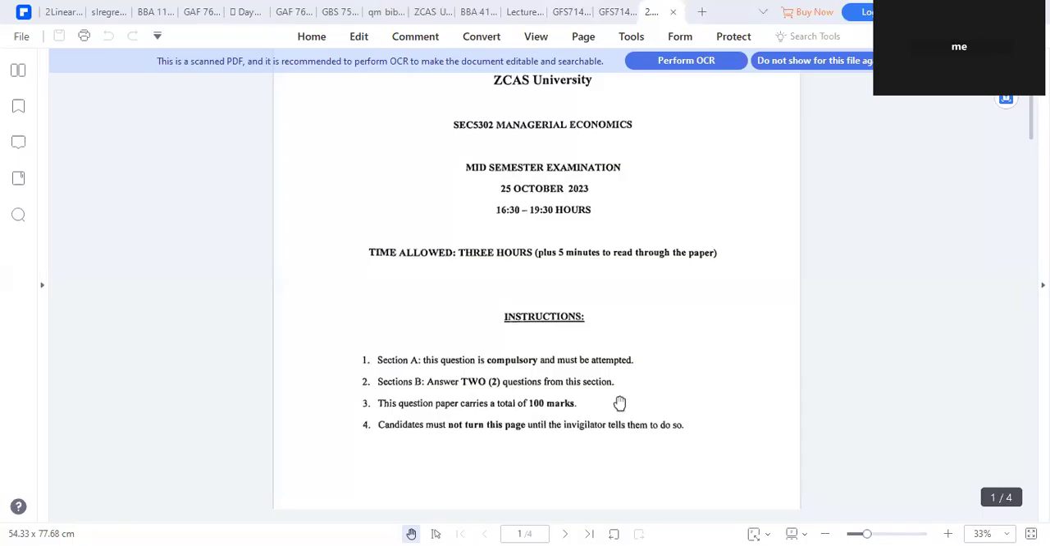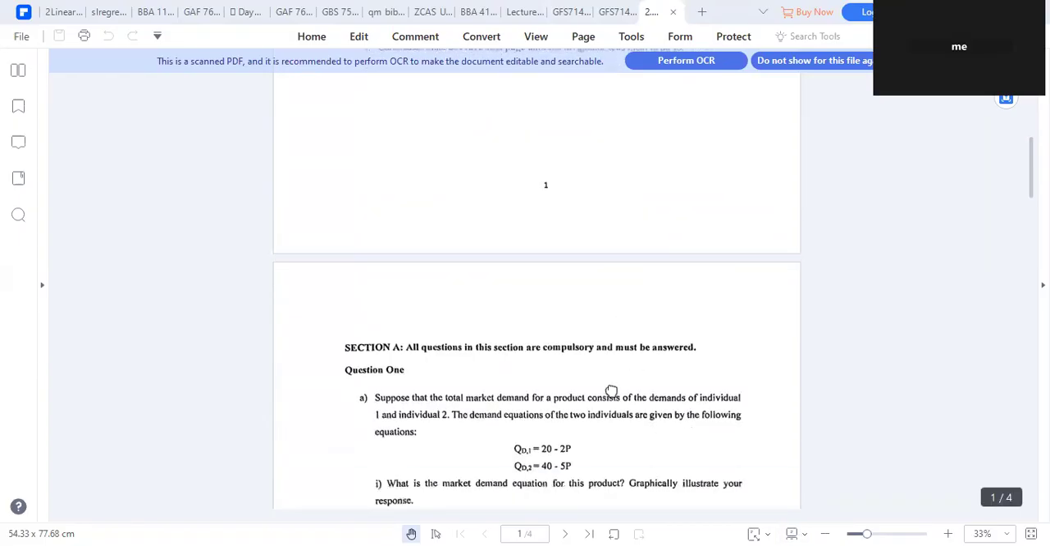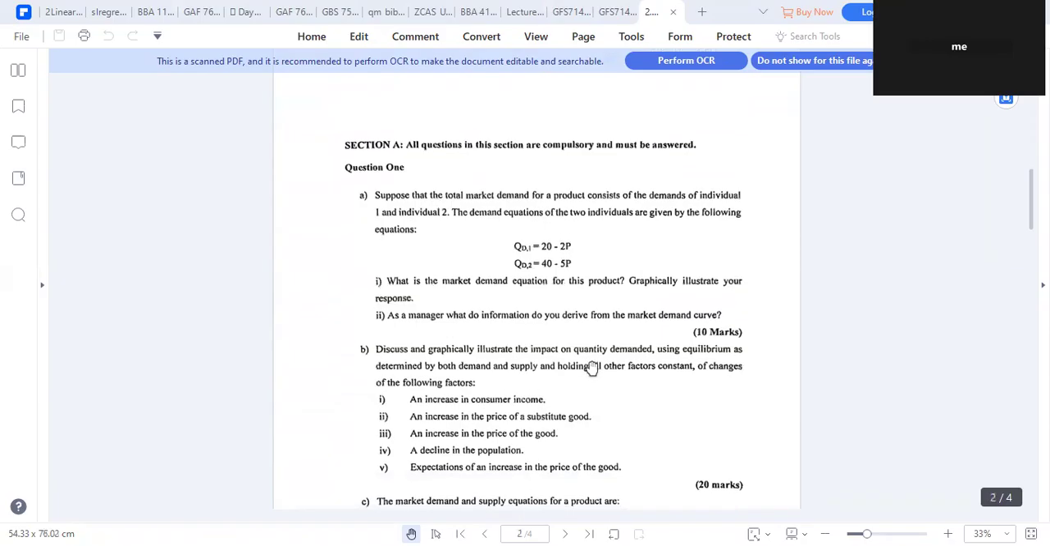Welcome to our revision session in managerial economics. So we'll look at the first topic in economics, which is called demand theory.